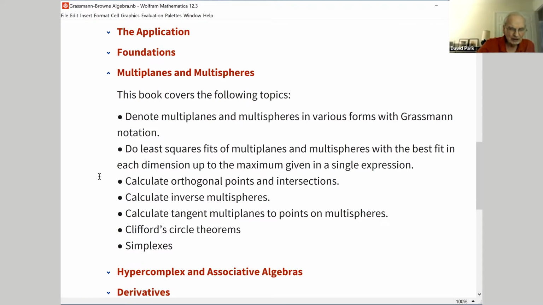It will also do intersections. It will calculate tangent multiplanes to points on multispheres. And then he has a chapter on Clifford's circle theorems, which I haven't looked in all that much, but it's quite extensive, and I guess introduced us to new methods that Clifford discovered. And you can take the circles and find their intersections, and then get lines, and then get new circles and get new lines, and it kind of goes on. And then he has a chapter on simplexes, which is very useful.